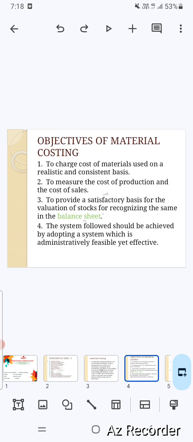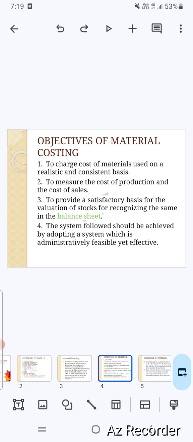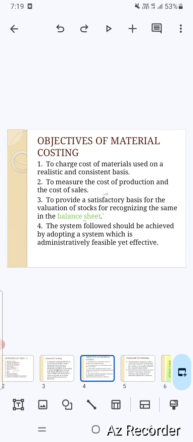Next, we look into the objectives of material costing. The first, to charge the cost of material used on a realistic and consistent basis. Second, to measure the cost of production and the cost of sales. Third, to provide a satisfactory basis for valuation of stocks for recognizing the same in the balance sheet. Fourth, the system followed should be achieved by adopting a subsystem which is administratively feasible yet effective.